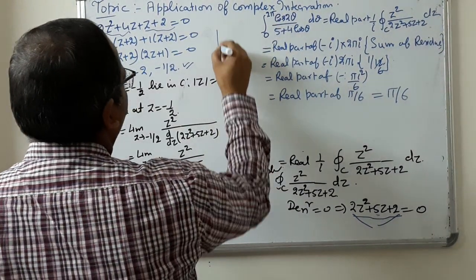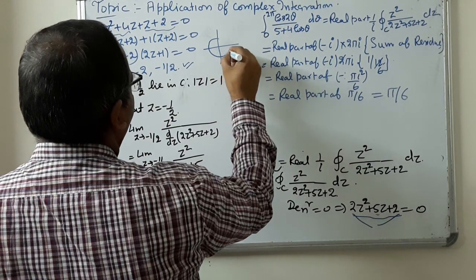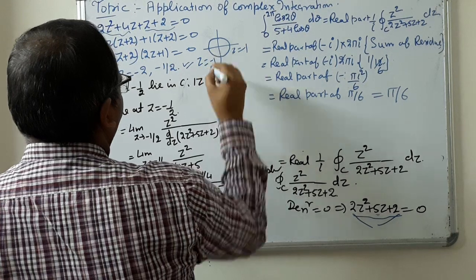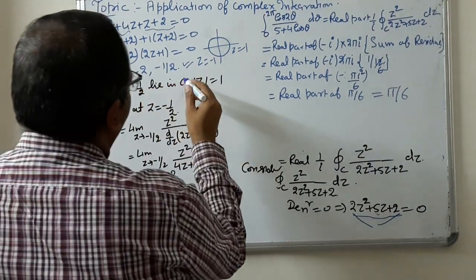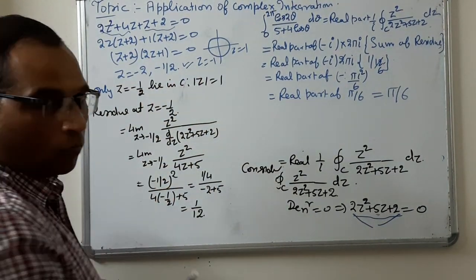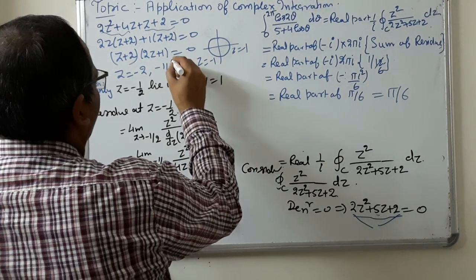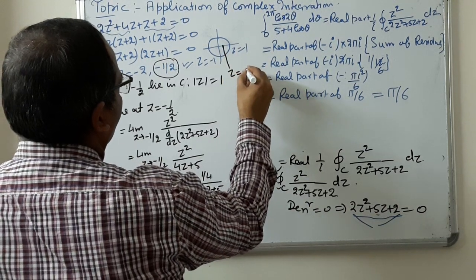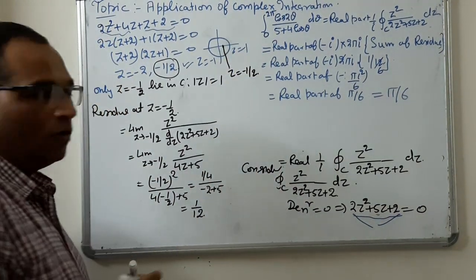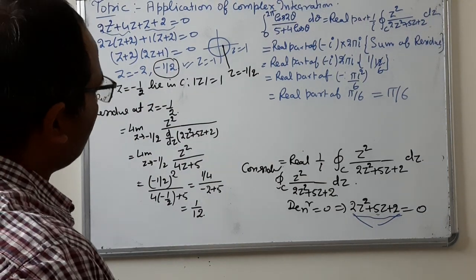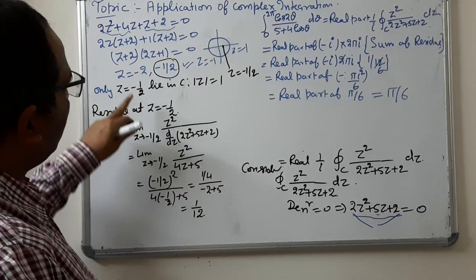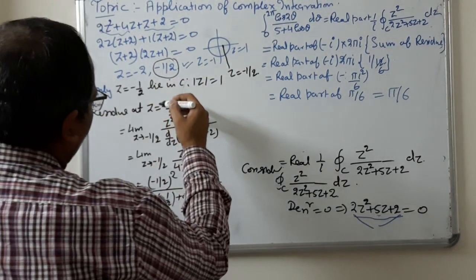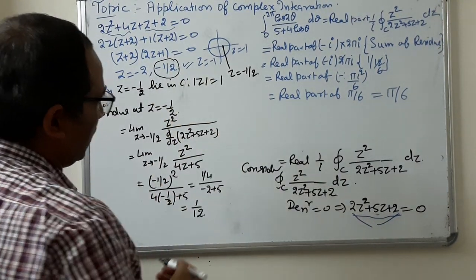And the circle is given as this unit circle, z equal to 1. This is z equal to 1, this is z equal to minus 1. So of these two singularities, z equal to minus 2 and z equal to minus 1 by 2, only minus 1 by 2 lies in this circle. Let's suppose this is z equal to minus 1 by 2. Only one singularity lies in this circle. That means we will consider only this singularity, we will not consider z equal to minus 2. Right? Now we have to find out the residue at z equal to minus 1 by 2.